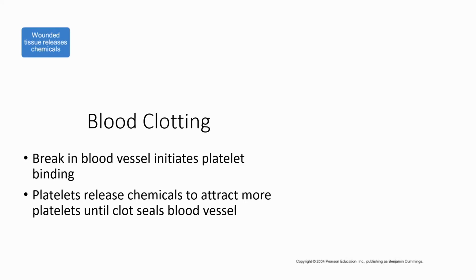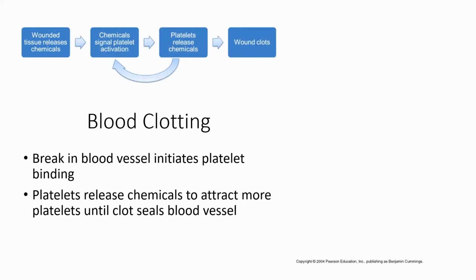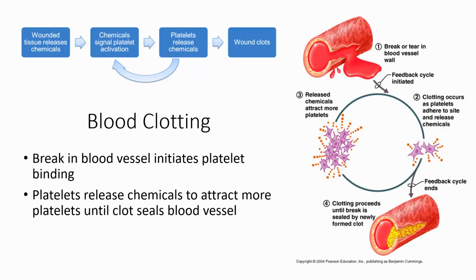So what ends up happening is when you cut some of your tissue, cut some of your skin, that wounded tissue, those wounded cells, dead cells, dying cells, release chemicals, and those chemicals are going to recruit platelets in the blood. So those platelets are going to then start adhering to wherever you have the wound, and they're going to release chemicals that attract more platelets. And so more platelets come, they attract more platelets until eventually the wound clots, and at that point, the signaling stops. So this is showing you in diagram form how that happens.